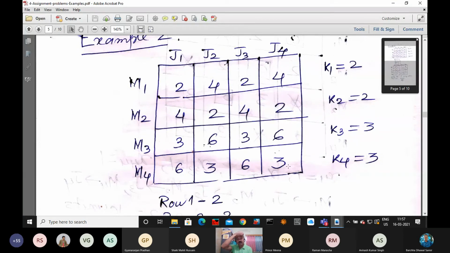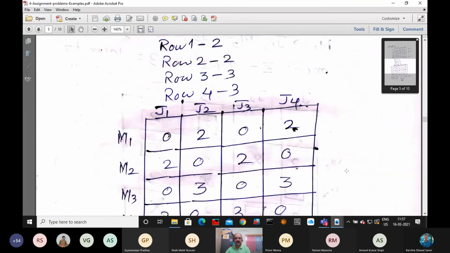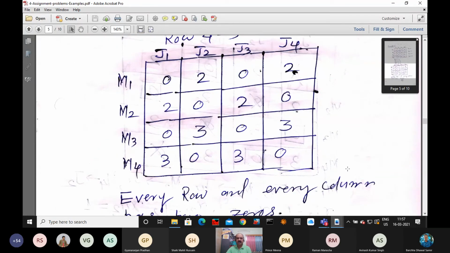So this is an assignment matrix. The number of rows and number of columns, so there are 4 by 4. So the elements we have to subtract: the first row 2 units, second row 2 units, third row 3 units, and fourth row 3 units. After subtracting, this is the reduced matrix. Okay.